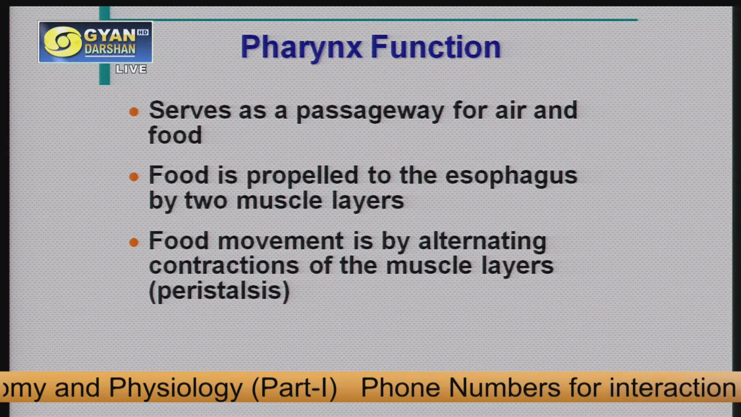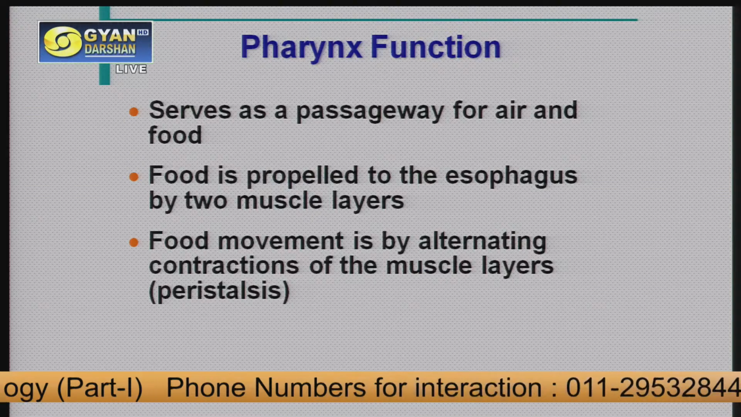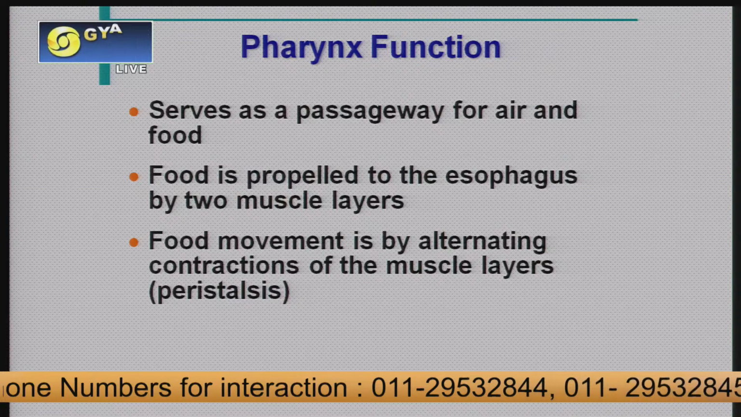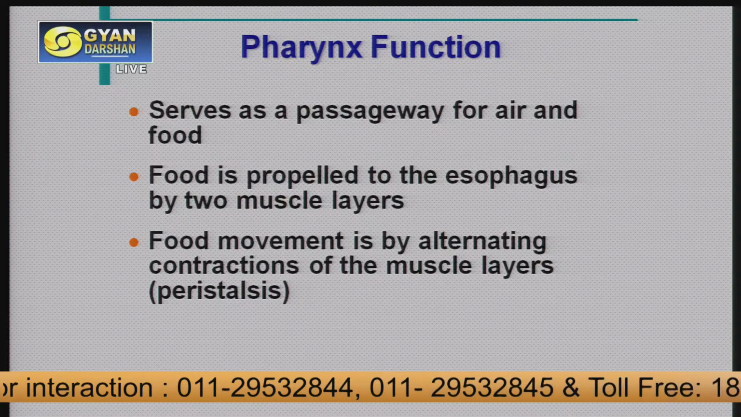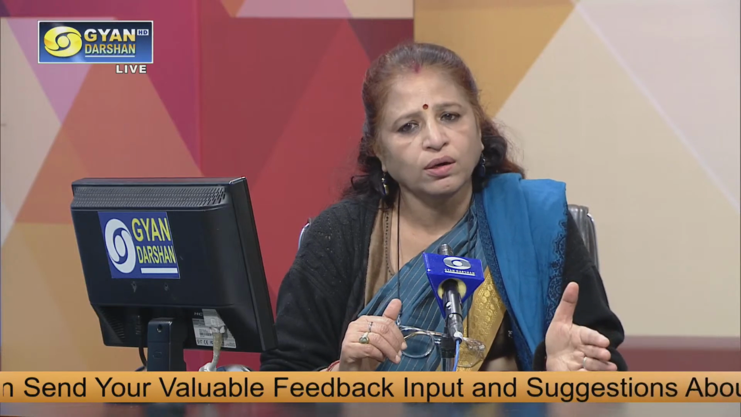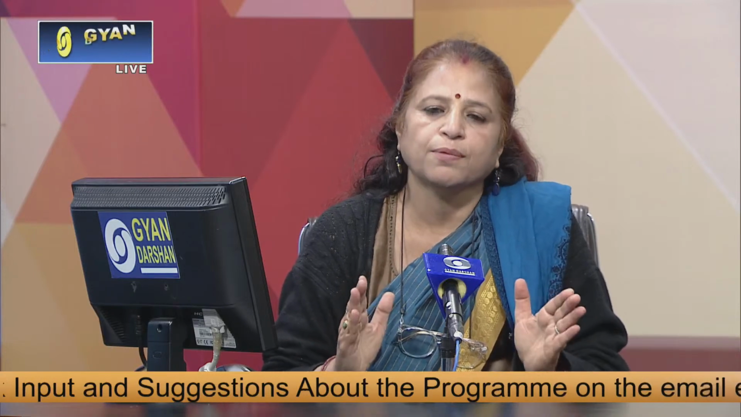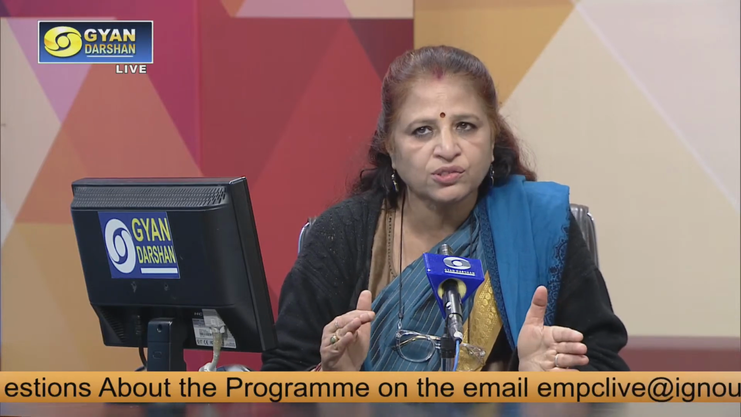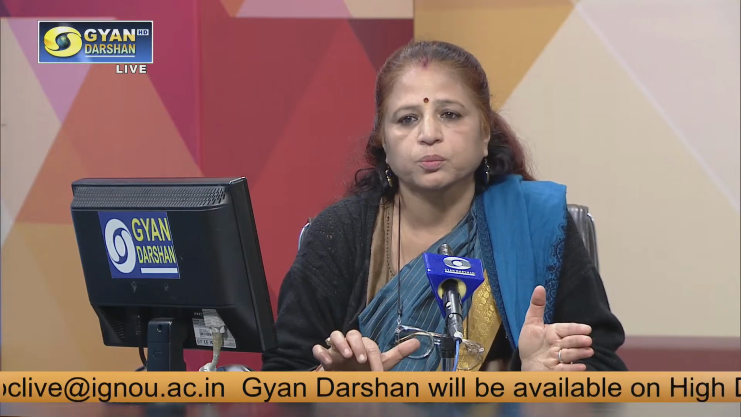Food is propelled to the esophagus by two muscle layers. These muscle layers I will tell you further. And this food movement is by alternating contractions of the muscle layers. Now these contractions are very important. Whether the food is going inside our system, then also these peristaltic movements happen, or when the process is occurring at the end stage, when there is absorption, and after that there is assimilation, and then there is the ejection, then also these peristaltic movements are very important.